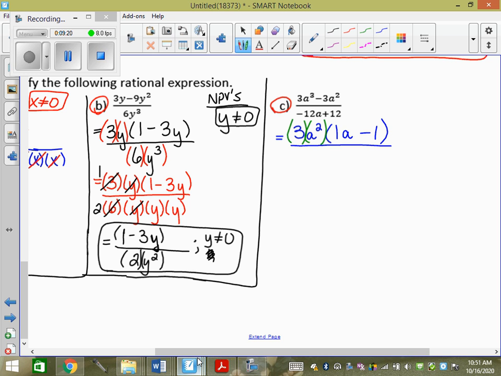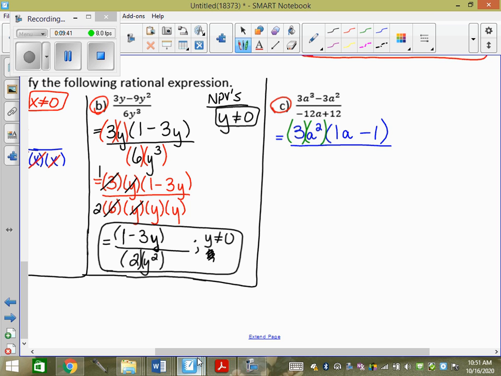Over. What can I take out of the bottom? I can take out just a 12. If I take out just a 12, I'm going to be left with negative a plus 1. And I need it to be positive a minus 1. So I need to do the complete opposite sign. So I shouldn't take out a plus 12. I should take out a negative 12.